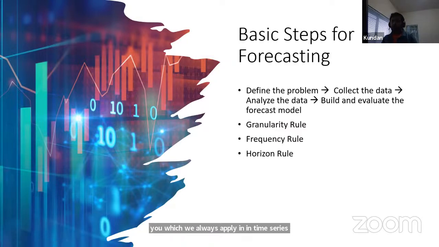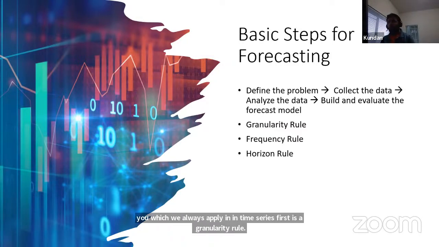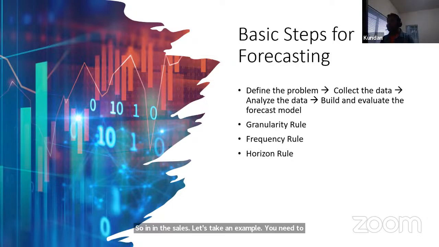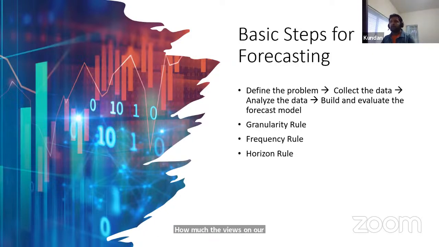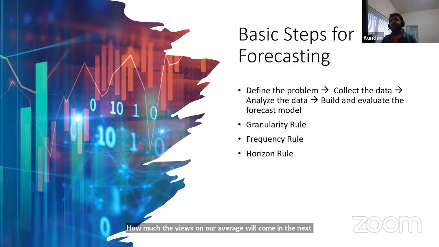First is the granularity rule. Take an example: you need to do the forecasting of a product, like the views of a Netflix program. Suppose I need to forecast, if a new Netflix program is going to launch in a whole city or the whole state, how many views on average will come in the next month or next quarter. If we forecast for each and every area in the city, there may be fluctuations and more noise, because some areas may not like the program or don't watch it at all, while other areas do. So if I go to the city level and do the aggregation, then I can see better results for forecasting, and that is much more accurate as well, right?